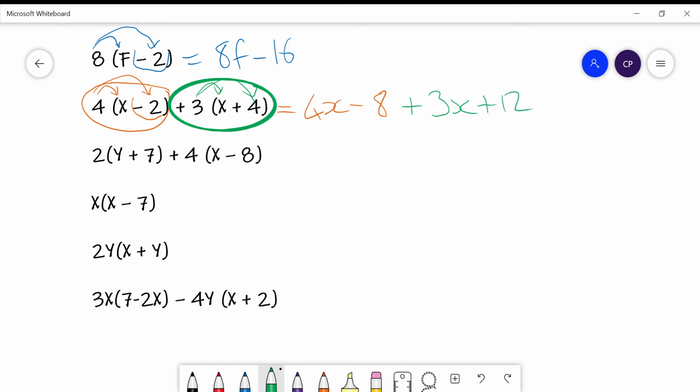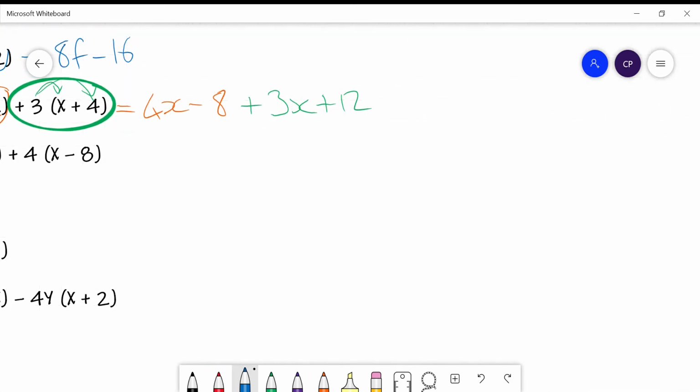Now, at this point, we can bring things together. So, for these questions, you're looking for any like terms. So what we notice here is we've got a 4x and a positive 3x. So actually altogether we have 7x's. Then if we have a look, we've got a negative 8 and a positive 12. So if you're at negative 8 and you add on 12, you'll end up at a positive 4. And that's finishing the question.